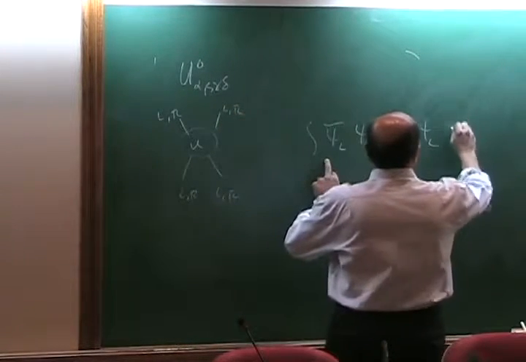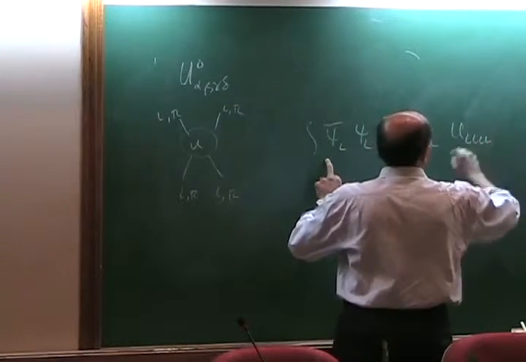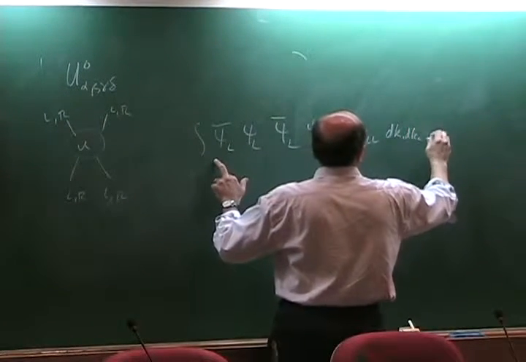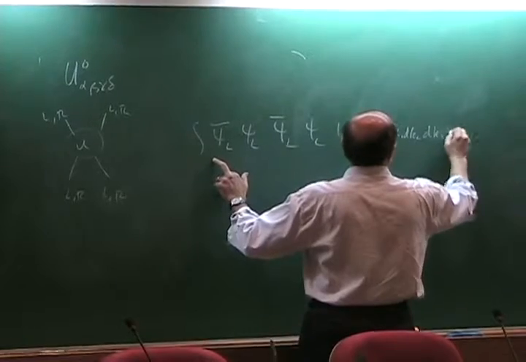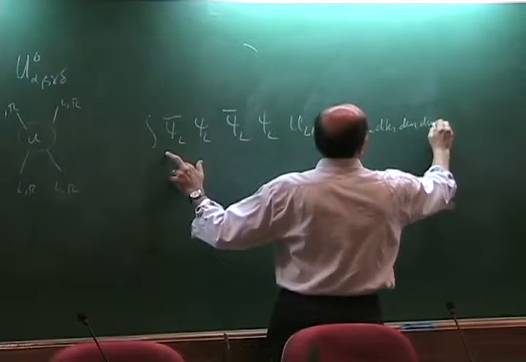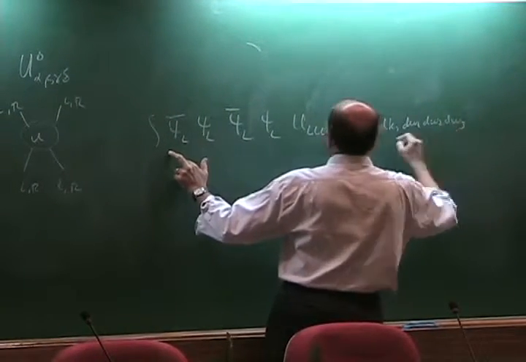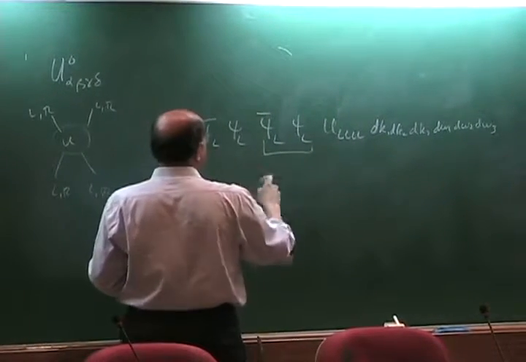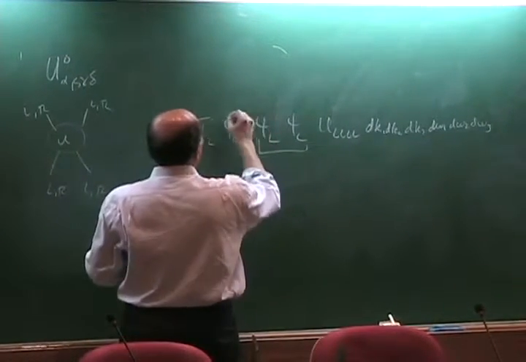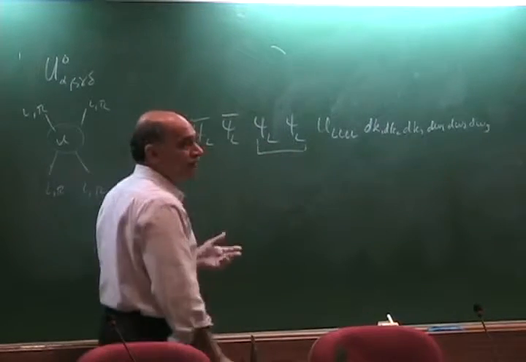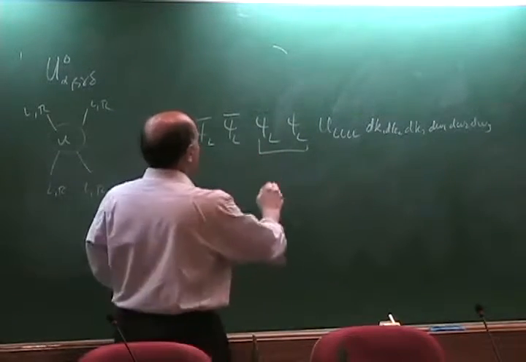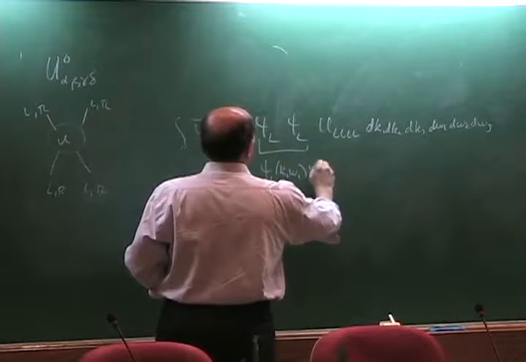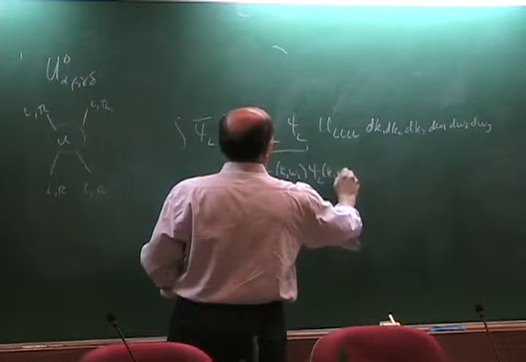Why? Because it's multiplied by some U left. Then you have the dk1, dk2, dk3, d omega 1, d omega 2, d omega 3. But if you took any function here, let me rearrange it so that the bars are there and the non-bars are here. Psi bar. This psi bar left is a function of, say, k1 omega 1. This is psi left of k2 omega 2.